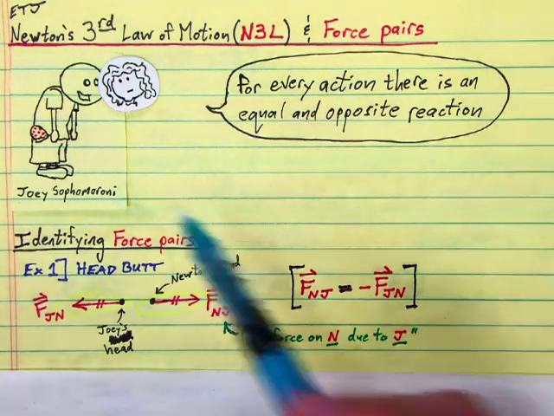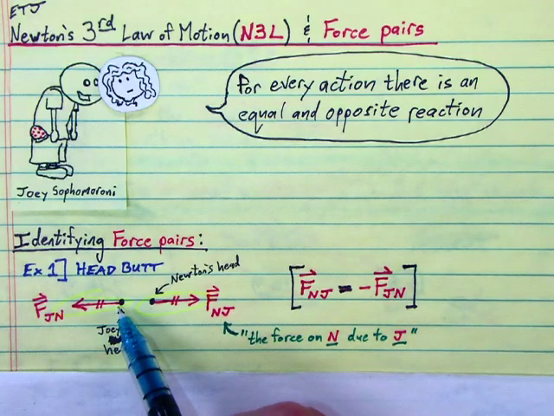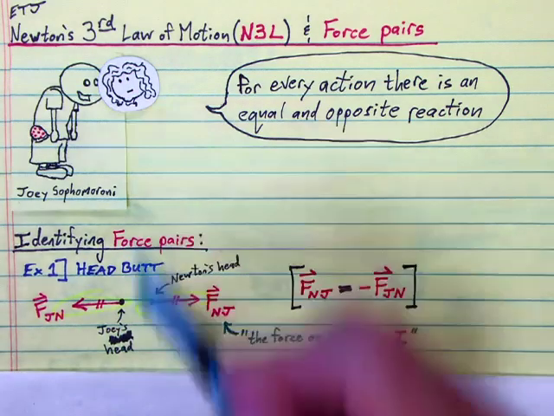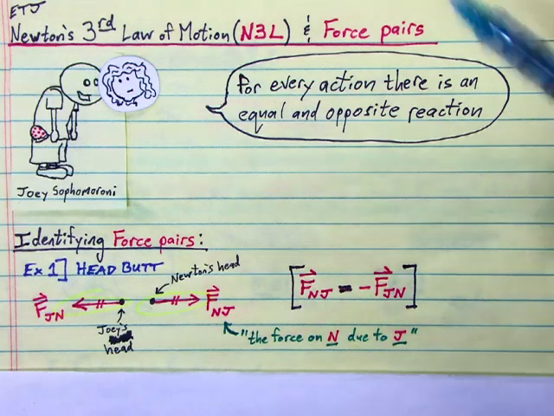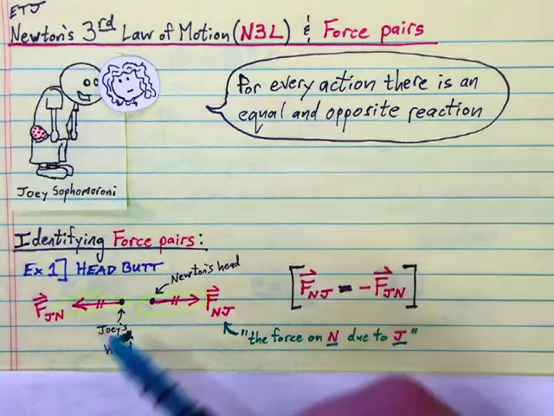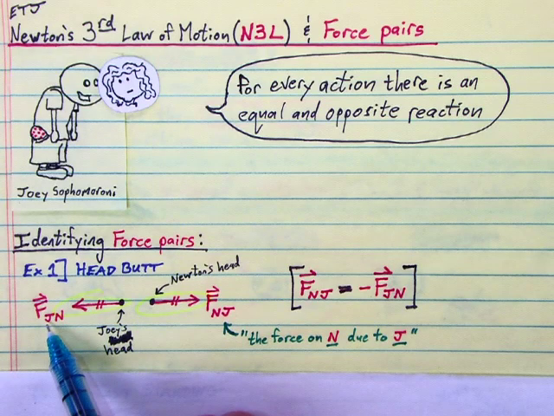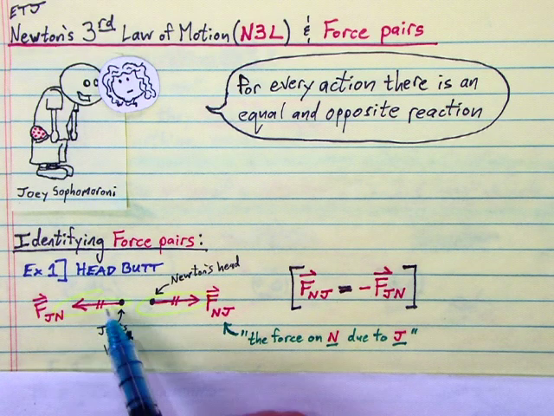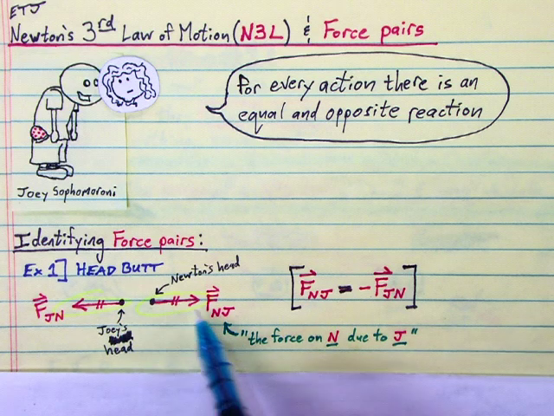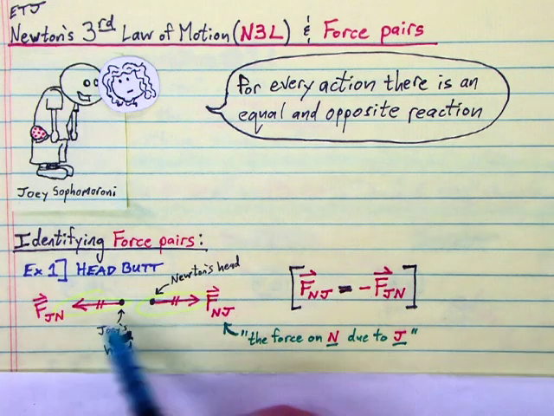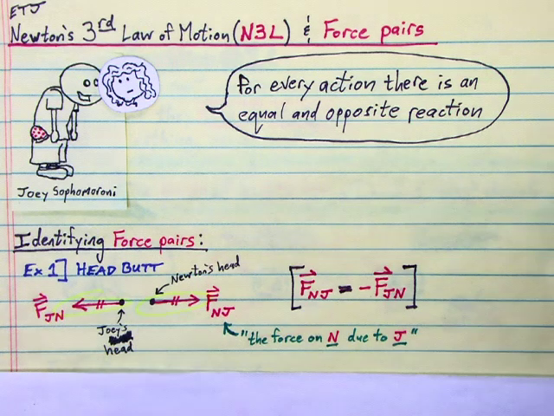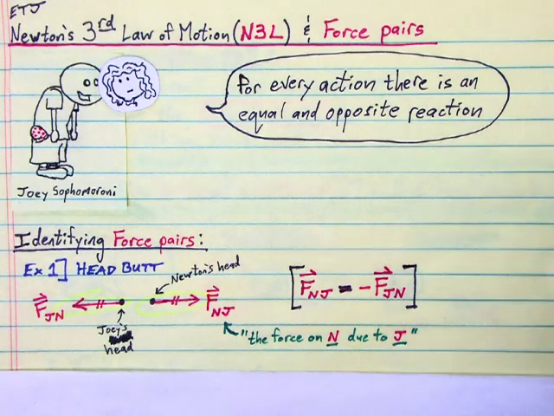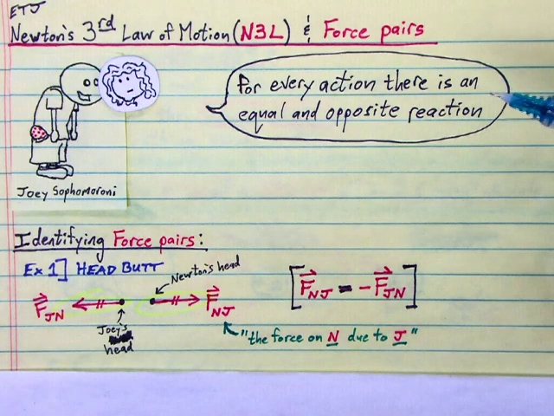So here, if we've got a little FBD for Joey's head and an FBD for Newton's head here, just looking at that interaction during the attack, the force on Joey's head due to Newton's head is equal and opposite to the force on Newton due to Joey. They're going to feel the same force when their heads collide. And in that sense, nobody comes out the victor.